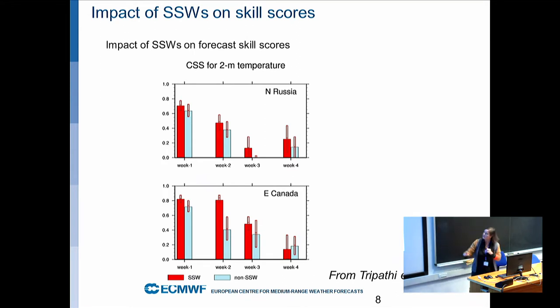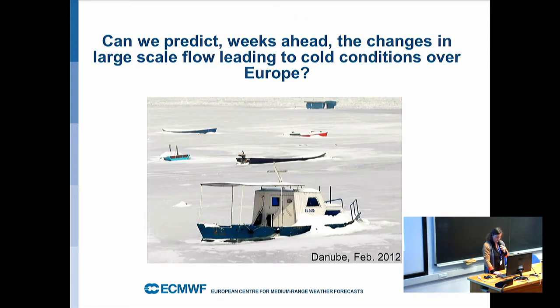And you can see this as a function of different weeks, week 1, 2, and 3. And this is still for 2 meter temperature over two different regions, Russia and Canada. The red bars represent the skill for events with the stratospheric sudden warming, and the blue without. So you see that there is an effect. This is one of the works that we typically do.